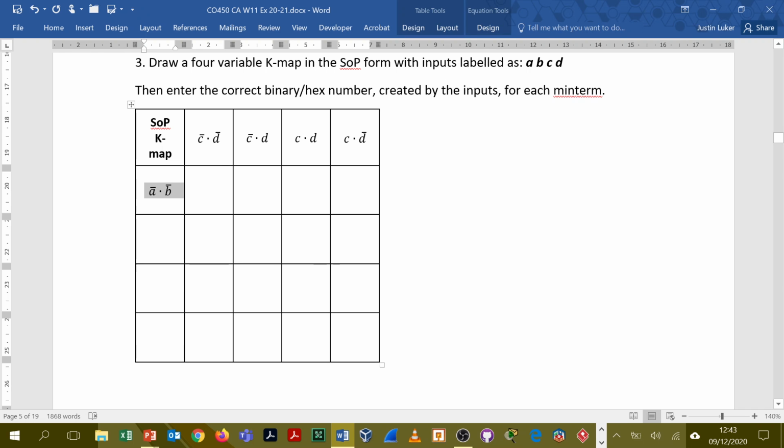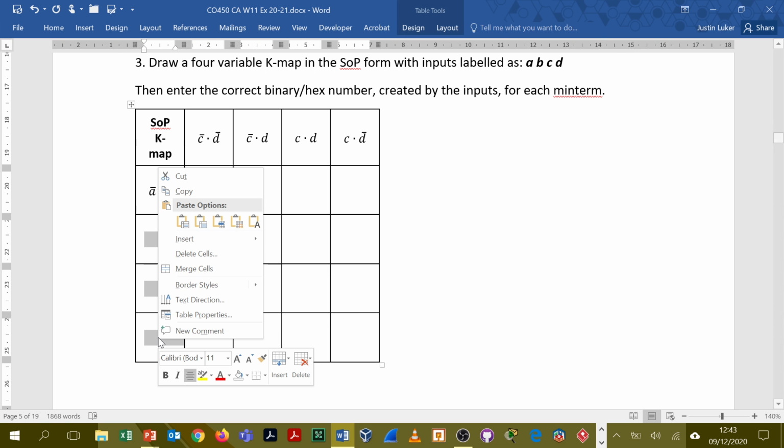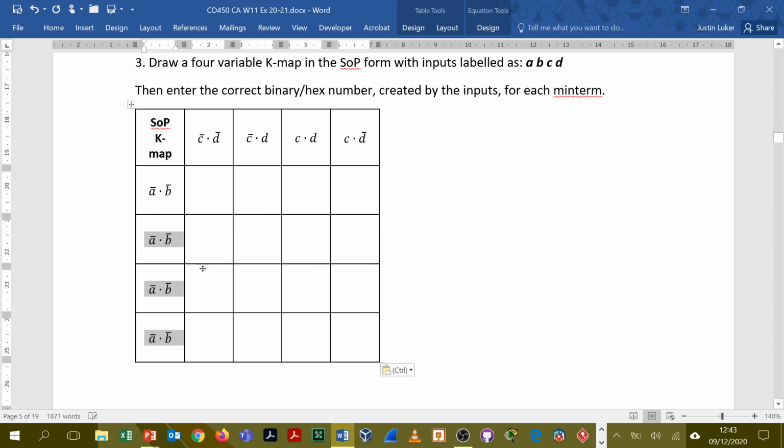And then on the other side, we do the same thing. So right, left, right, left. So not B becomes just B. And then A, which is not A, becomes A. And then finally B becomes not B again.